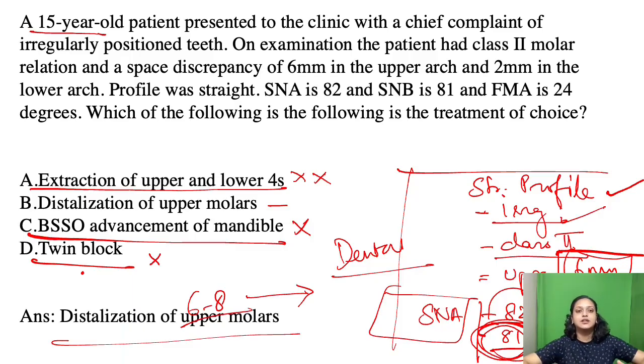So this is how you go about doing a case scenario in ortho. Write down what the points are, and then match them with the options. That's how we go about it. We'll discuss more case scenarios in upcoming sessions. So this ends the session on distalization. I hope you all got to know a few things about distalization. We'll discuss more topics. So thank you.